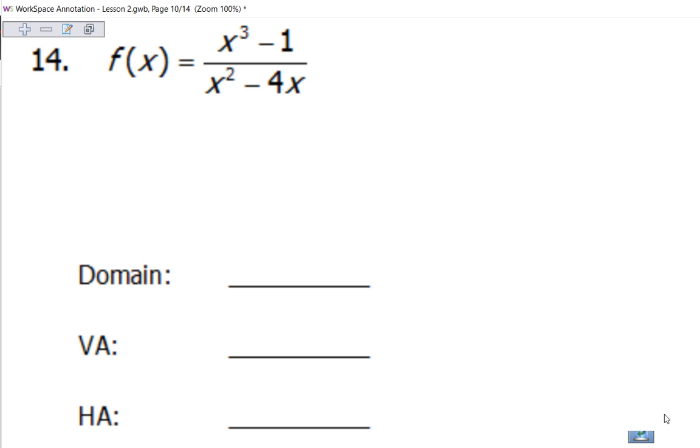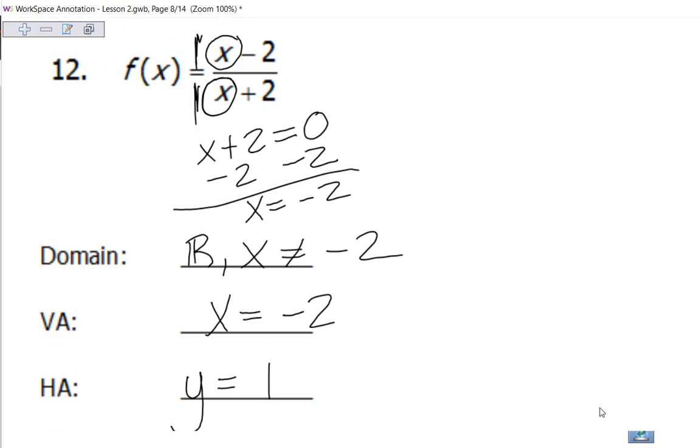Okay, next one. Now, to figure out the horizontal asymptote, look for your biggest power. What is the biggest power for the numerator? X to the third. What's the biggest power in the bottom? X squared. So where's the bigger degree, top or bottom? Top. So if it's top heavy, what's the rule?